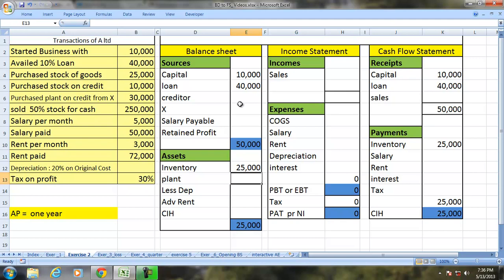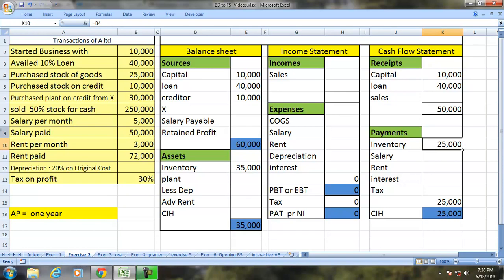Purchase stock on credit, so creditor, we purchase acquisition of stock 10,000, the stock will increase to the extent of 10,000, so acquisition of stock has resulted in creation of a liability, and acquisition of stock has resulted in payment of cash.